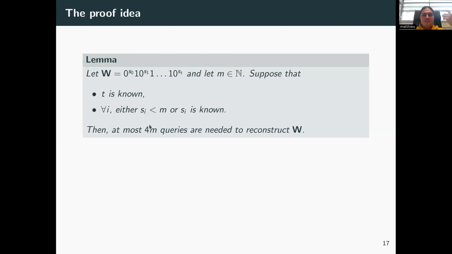And moreover, there is this extra hypothesis: I fix some integer m, and for each Si, I either know that it's smaller than m, or I know the exact value of Si. This is a strong hypothesis, but somehow it is equivalent to what we had before, which is that all the Si are small enough. So this is a generalization of this idea. Now, under this hypothesis, I can fully reconstruct W using only 4m queries.